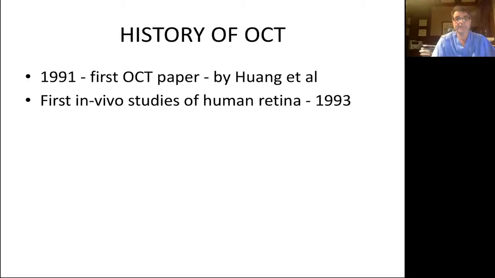The first paper on OCT was by Huang and others in 1991, and the first in vivo studies of the human retina occurred in 1993.